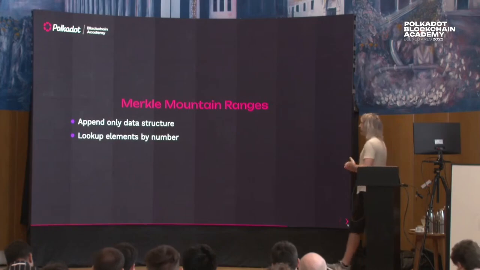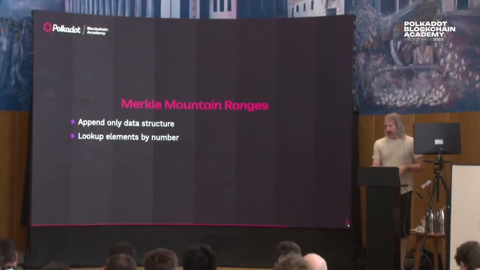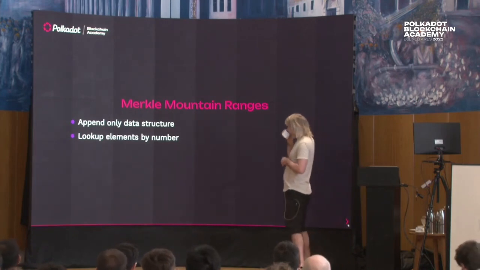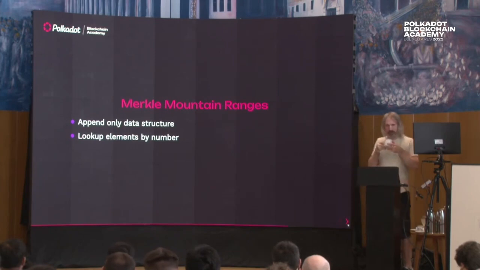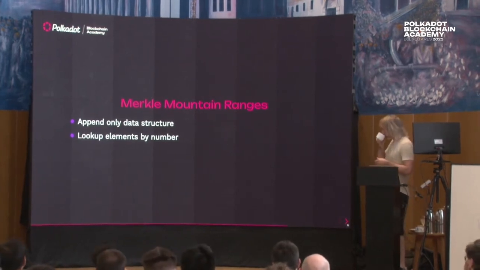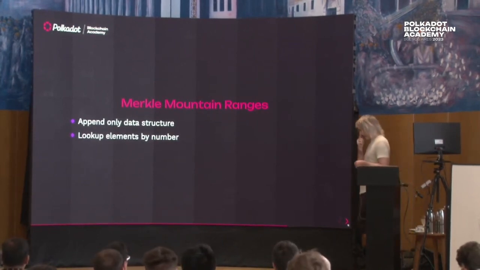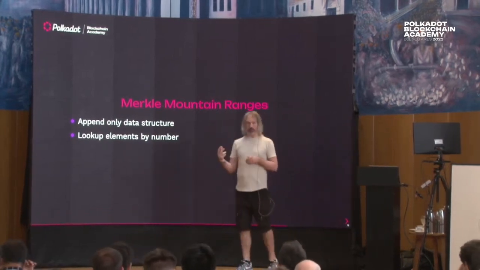The next little data structure we're going to talk about, Merkle mountain ranges. They sound a bit scary, but it turns out they're actually quite simple. They're a sort of adjunct to Merkle trees. And they basically allow you to build Merkle trees progressively in an append-only fashion.